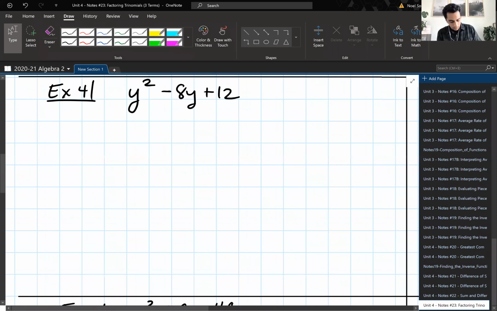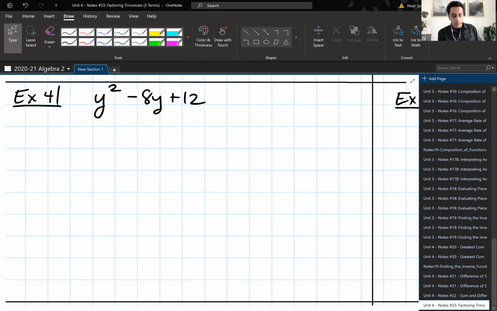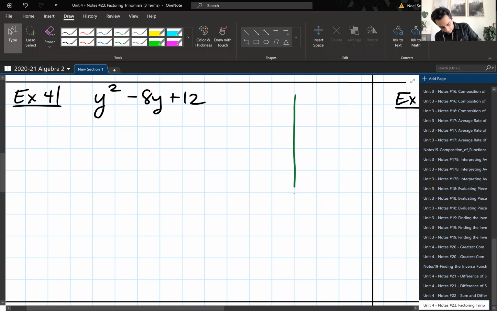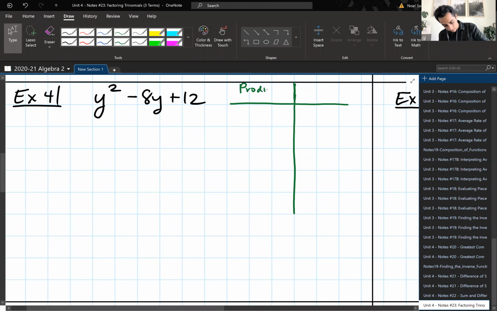Okay, next one. What is it that we're looking for here? What would we like our factors to be able to do? That's right. We want a product of 12 and a sum of negative 8. Okay, what are some options? What do you think?